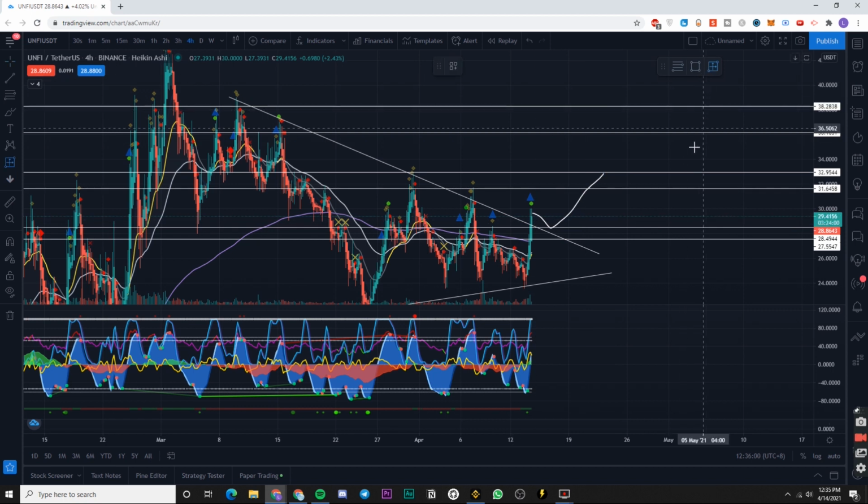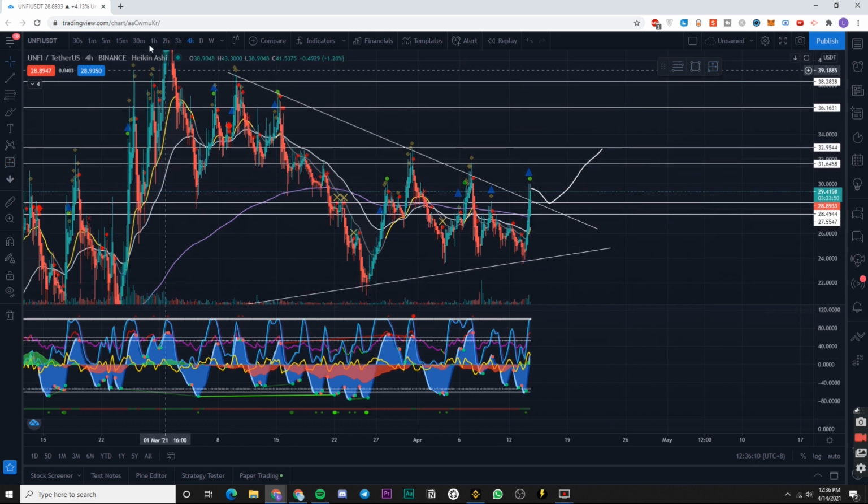But right now, I'm not telling you to get in now because it has already pumped by 26% in just the last 8 hours, 12 hours or so. And at the moment, on the lower time frames, it's definitely looking like a peak. So wait for the retest.